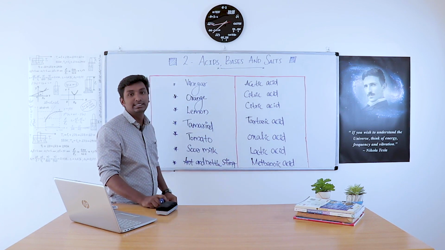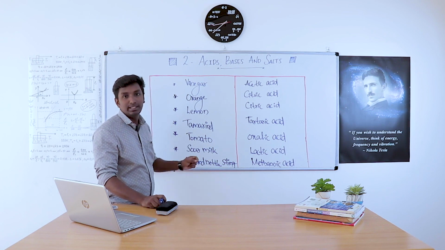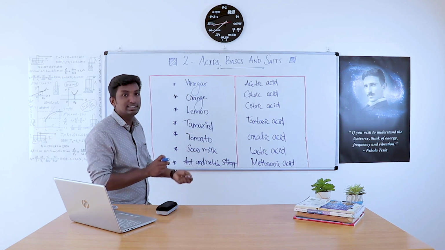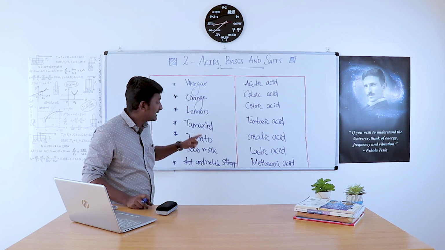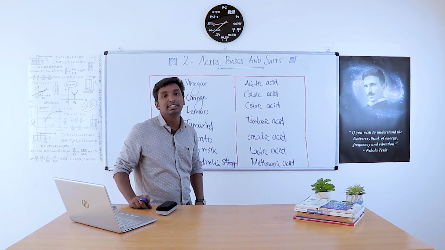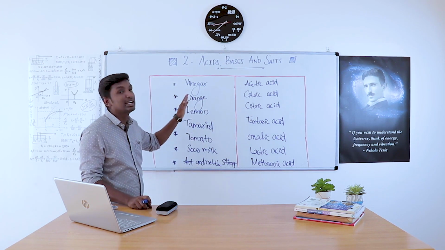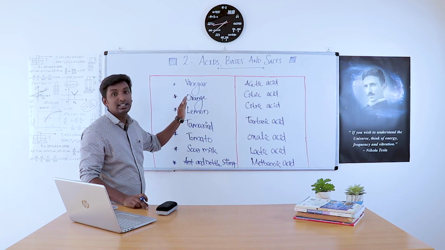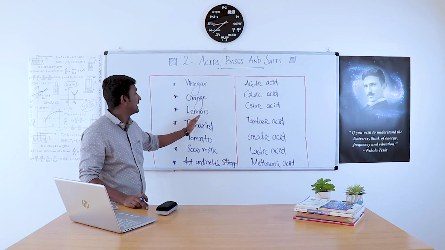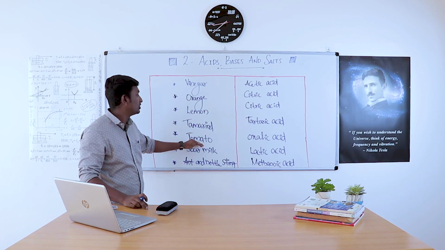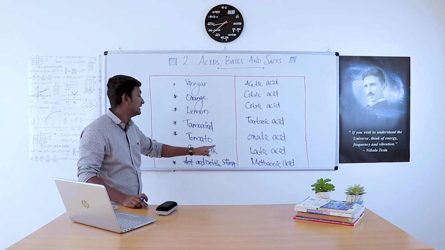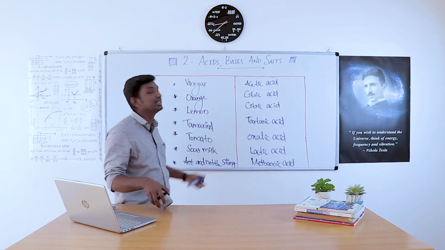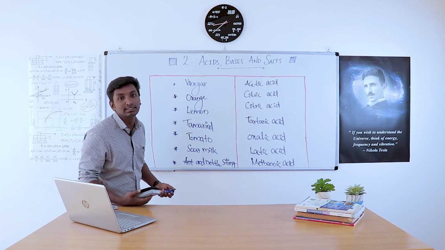In ant and nettle sting, in an ant bite, they inject an acid into our skin. That's why we feel pain. And that acid is methanoic acid. So these are naturally occurring acids. Vinegar has acetic acid, orange and lemon have citric acid, tamarind has tartaric acid, tomato has oxalic acid, sour milk has lactic acid, then ant and nettle sting have methanoic acid. These are some examples of naturally occurring acids.